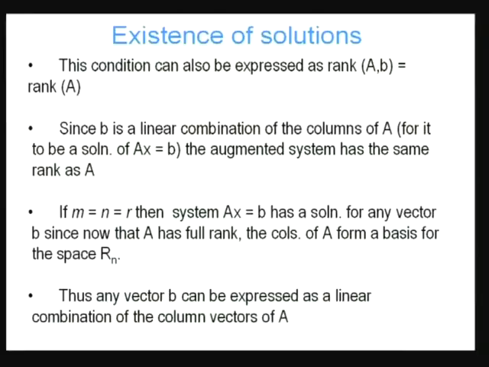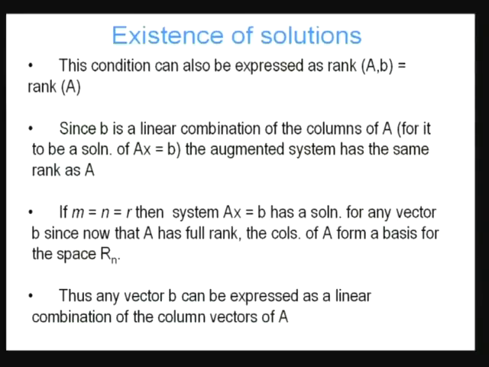So, since b is a linear combination of the columns of A, the augmented system has the same rank as A. If m is equal to n is equal to R, that is, if A is a square matrix and has full rank, then Ax equal to b has a solution for any vector b, since now that A has full rank, the columns of A form a basis for the space Rn. A has full rank means A has rank n.